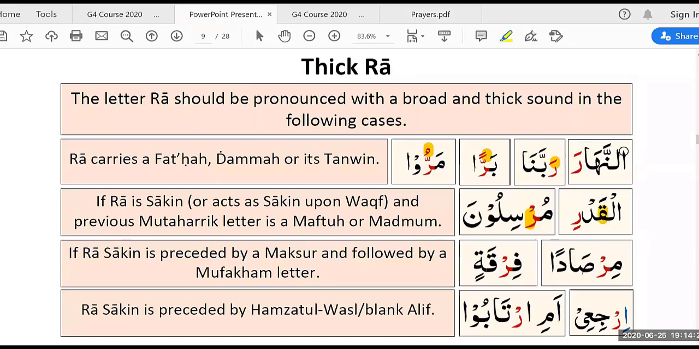And in this example, we can also see that we have ra. Originally it carries a fatha, but when we pause on this word, it will take a temporary sukoon. And because the previous mutaharrik letter is carrying a fatha and followed by alif madda, in this case, it is also going to be thick. So we can go into a lot of detail with this rule specifically. If ra is sakin or acts as sakin upon waqf and the previous mutaharrik letter is a maftooh or madmoom, we can go into a lot of detail.